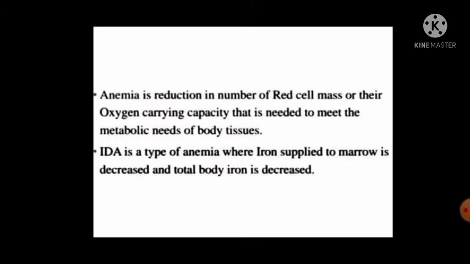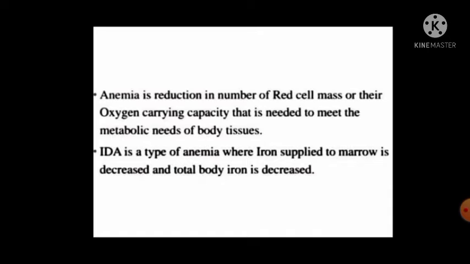Anemia is a reduction in the number of RBCs, red blood cell mass, or their oxygen carrying capacity that is needed to meet the metabolic need of body tissue. RBCs carry hemoglobin, by which oxygen is carried. RBC reduction is directly proportional to hemoglobin reduction, which leads to oxygen reduction in the body. Oxygen is required for oxidative reactions and many metabolic reactions in the body. That's why iron deficiency anemia can be a lethal cause of death.